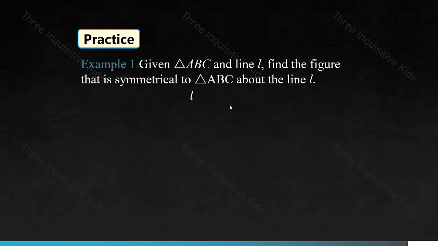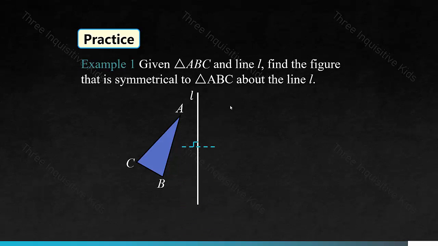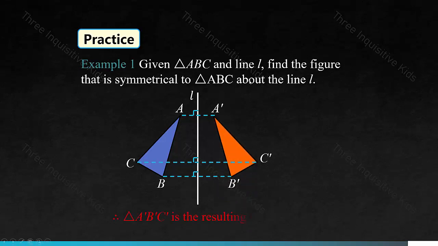Here's some practice. Given triangle ABC and line L, find the figure that is symmetrical to triangle ABC about line L. Here we have triangle ABC. Remember, we learned how to do this. First, you reflect each point separately, and then you connect the dots. This is, again, a quick overview of what we learned. And this would be A prime, B prime, C prime.